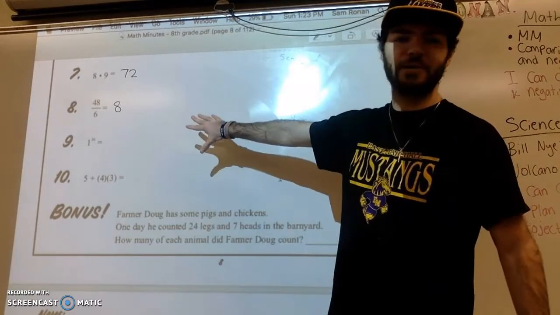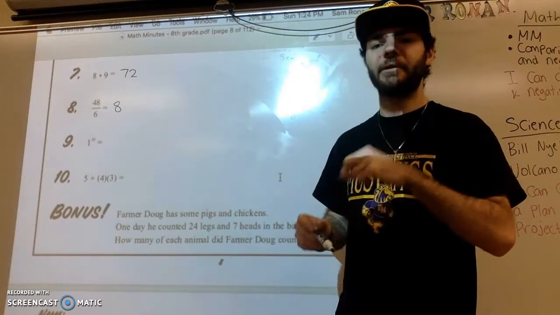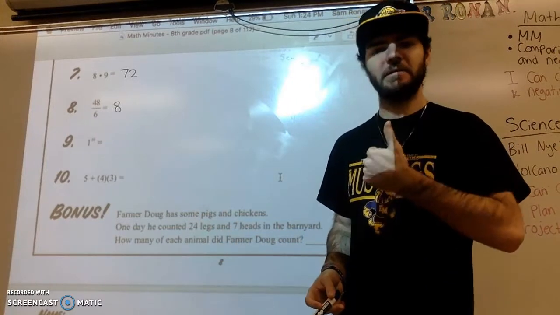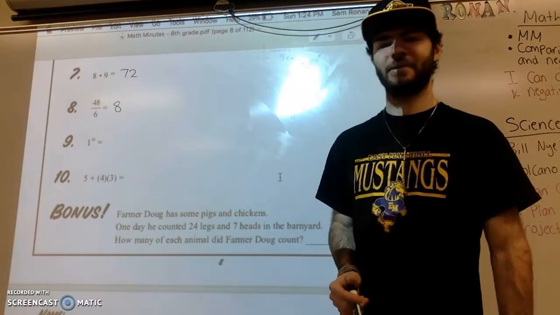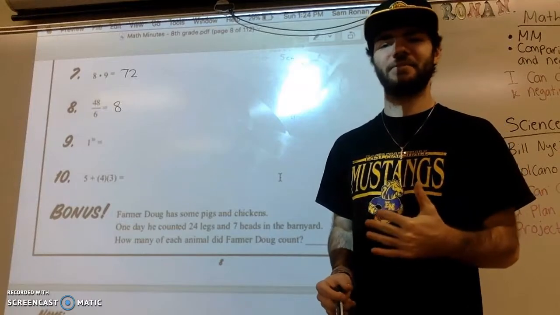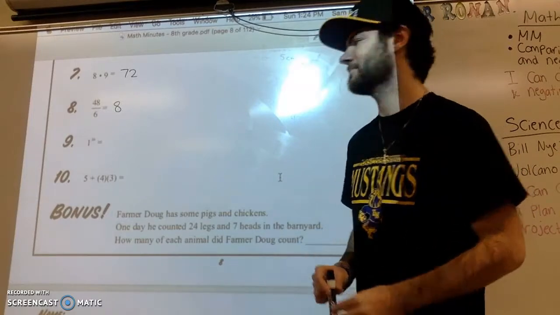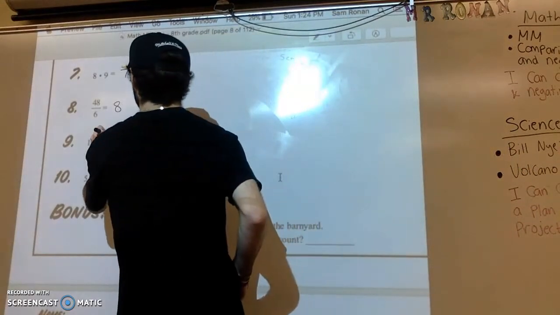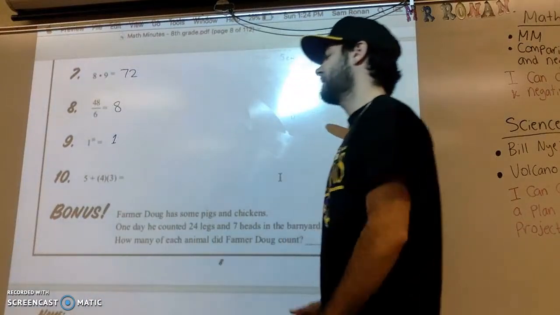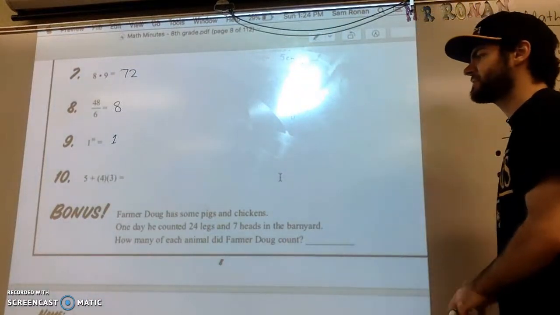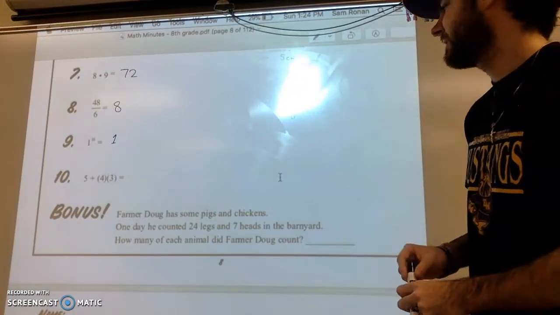So I'm not even going to worry about writing this all out. Okay, 1 times 1 is 1, times 1 is 1, times 1 is 1. I'm not even going to bother. All right? I know 1 times itself, no matter how many times we do it, it's always going to be 1. So number 9, that'd be 1.